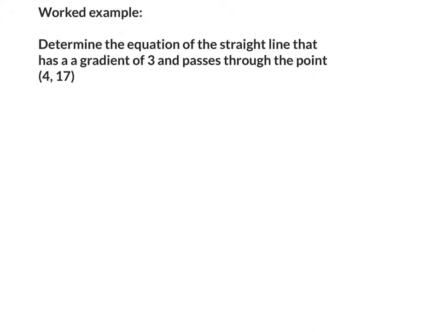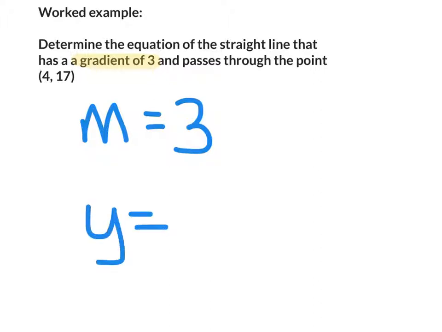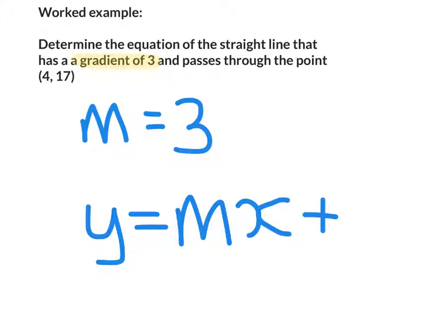The first thing that's important for us is that this line has a gradient of 3. We'll remember from my other tutorial videos that gradient is represented by the letter m, and our question tells us that m is equal to 3. We can use this to help us because we know that the general equation for any straight line is given by the formula y = mx + c. Any linear equation can be written in this form.